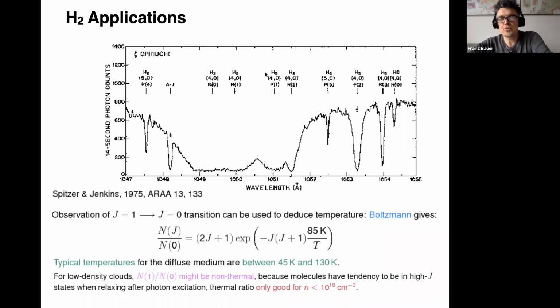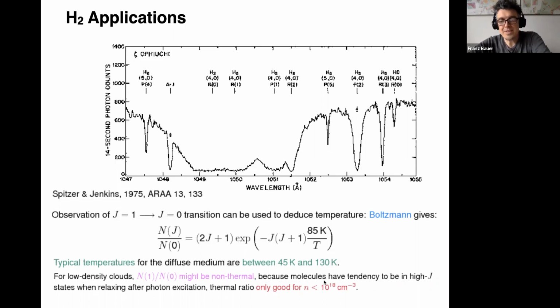So typically for these electronic transitions, you have this observation, going from J equals 1 to J equals 0. This is a rotational transition on top of the vibrational one. Typically this ratio is going to be dictated by the temperature balance here, and the typical temperatures in diffuse media will be between 45 and 150 or so. When you go down to low densities, this ratio is going to be non-thermal, and this is sort of problematic for estimating things.